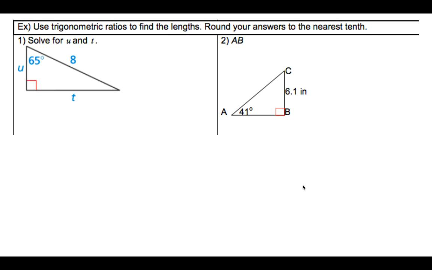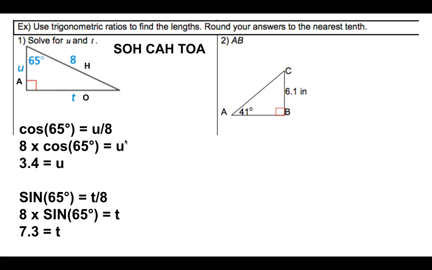Here I want to solve for u and for t. First things first, if this is my reference angle, I'm going to go ahead and label my sides. This is my adjacent side, my opposite side, and my hypotenuse. Keeping in mind SOHCAHTOA, if I'm solving for u, I want to know my adjacent, I know my hypotenuse, so I should be using cosine. If I want to solve for t, I want to know my opposite, and I know my hypotenuse. So that means I should be using sine. And if I go ahead and do that, I end up getting 3.4 as my u and 7.3 as my t.